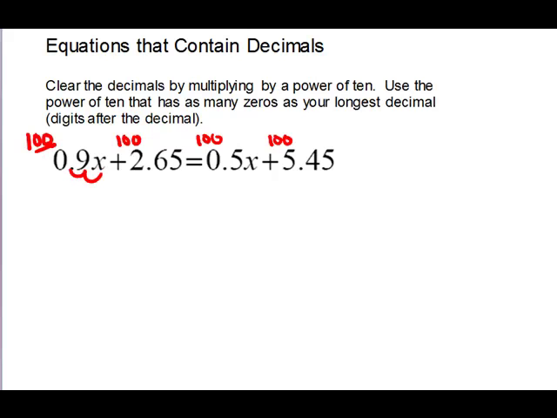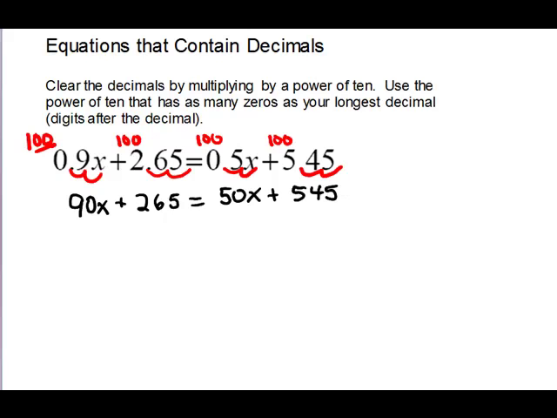So my first term will give me 90x. My next one will give 265 equals, this will give 50x. And 545. So you can see the drawback when you have to multiply by 100, the numbers get very large, but it did clear our decimals out.